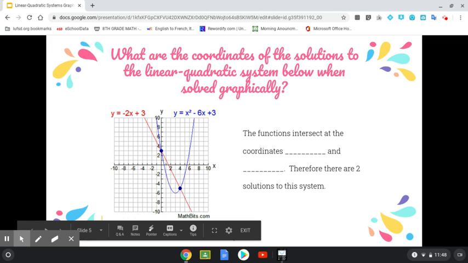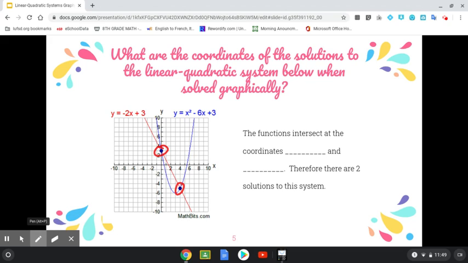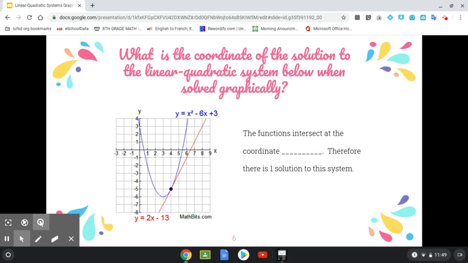So don't forget, when you're finding your solutions, you have to name those coordinates. So this system has two solutions, and those solutions are (0, 2) and (4, -5), because those are the coordinates of the points of intersection. Pause the video, make sure you get that down. In this one, there's only one point of intersection, which is (4, -5). Therefore, this only has one solution. Remember, that's where they're equal. The two graphs are equal where they cross each other at the same point. Pause the video, make sure you get that down.